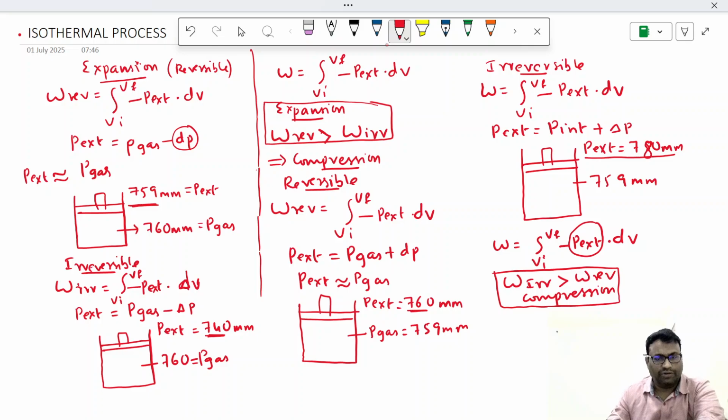Hope you understood the isothermal process and work done in the isothermal process, reversible and irreversible.